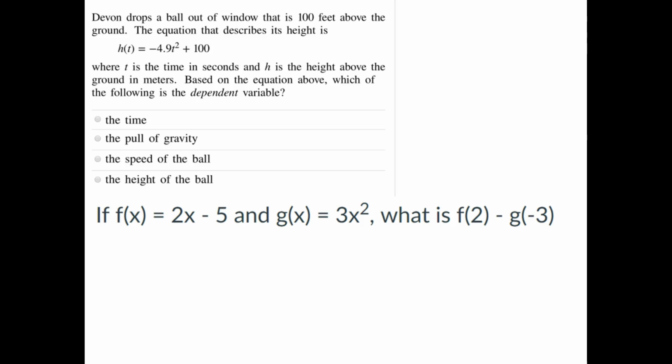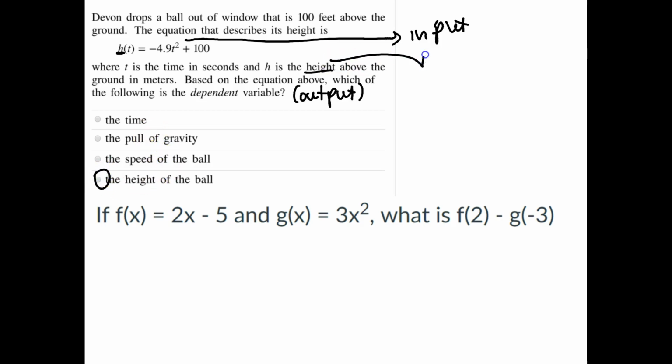Dependent represents your y, or your output. Your output is always what everything is equal to, because it's what you get after you put your input in. So t is the input. Therefore, h of t, what does the h stand for? The height is the output. The only thing that deals with the height is the output.